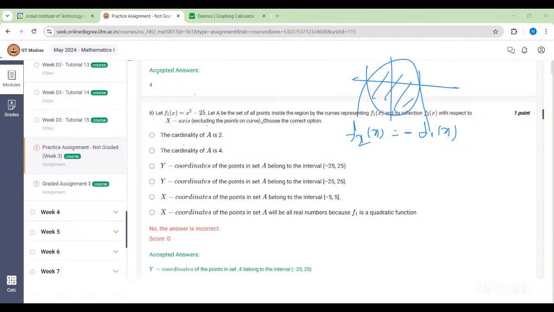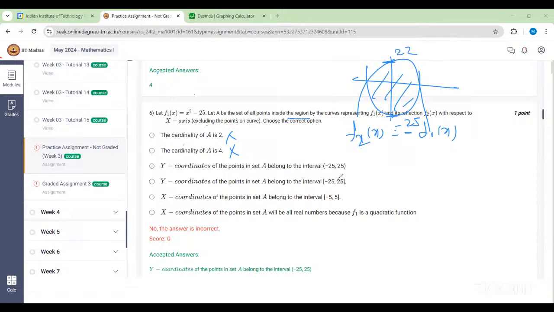With respect to the x-axis, choose the correct option. The cardinality of A, where A is the set of points inside the region bounded by the curve. I think the cardinality of A is not finite, so it is not 4. The y coordinate of the points in set A belong to the interval minus 25 to 25. Correct, so here the y coordinate will be minus 25 to 25.